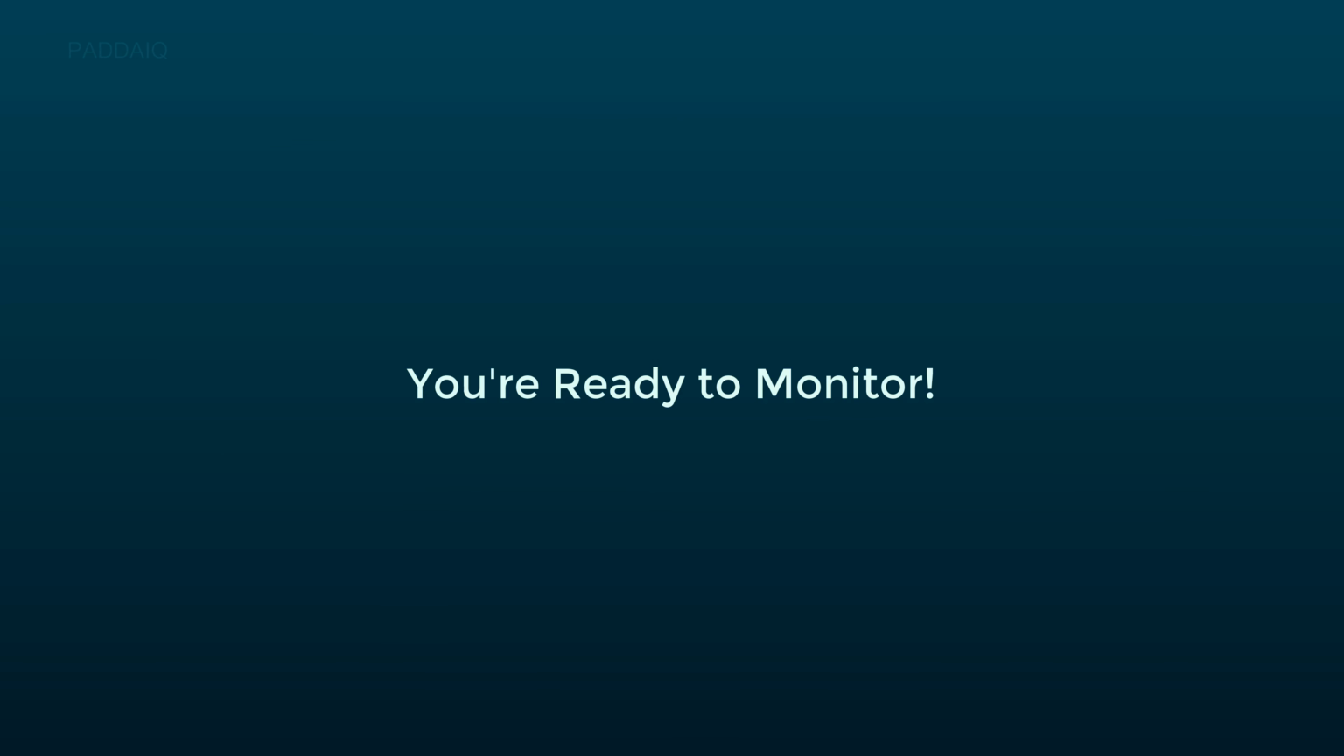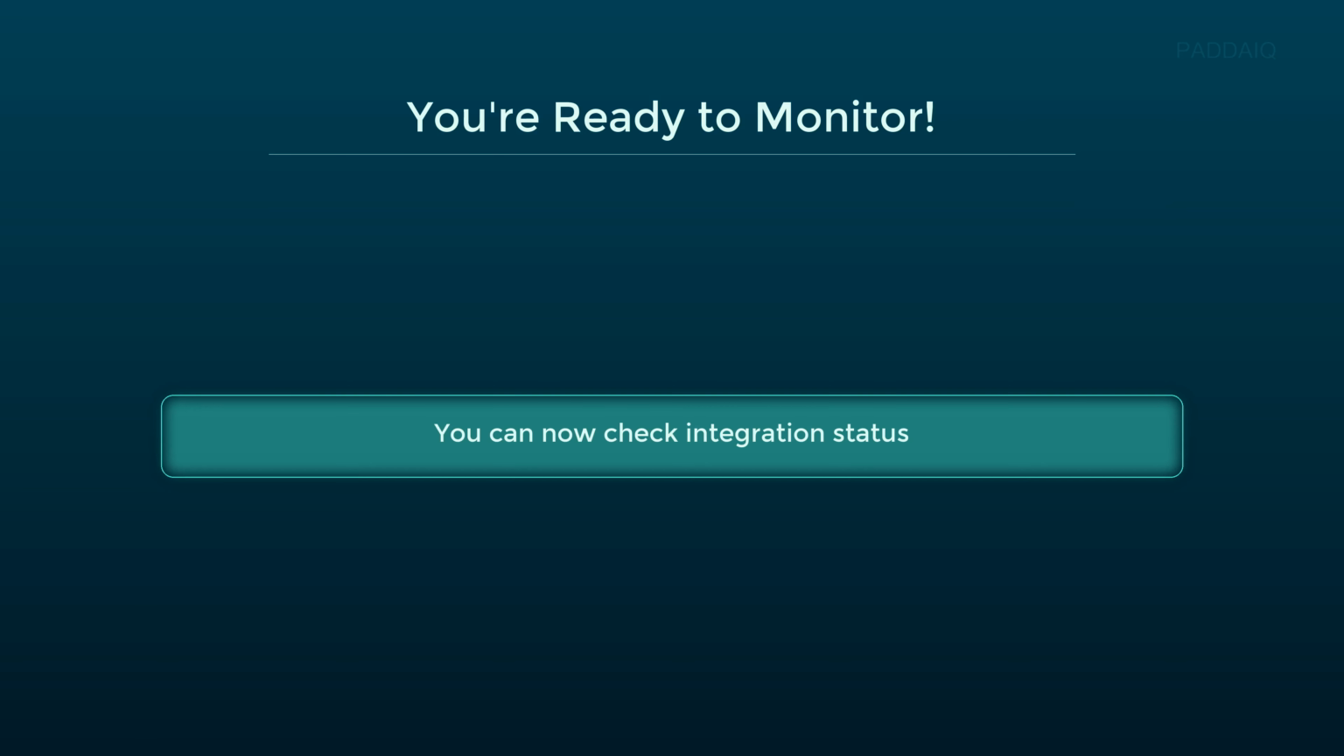You are ready to monitor. You can now check integration status. This means you can see if your connected systems and applications are communicating properly. For instance, after setting up an order-to-cash process, you can verify if sales orders are flowing correctly to your ERP system. This visibility ensures your business processes run smoothly.